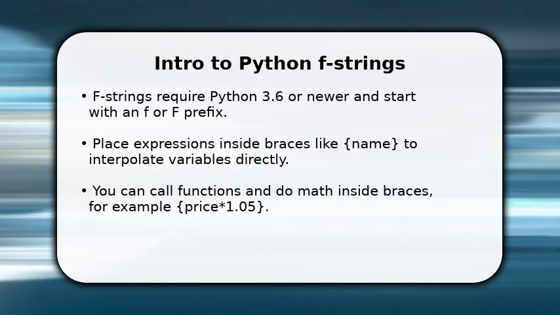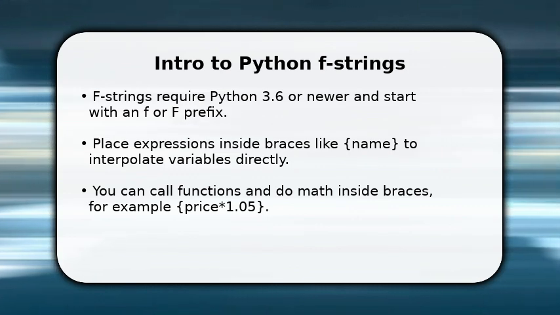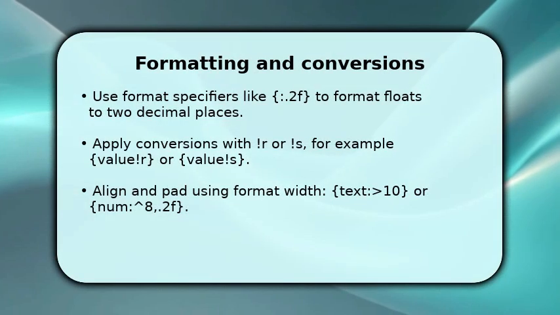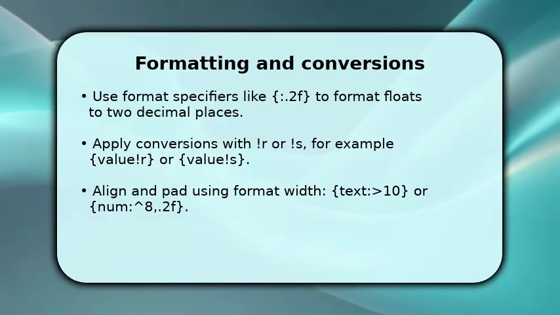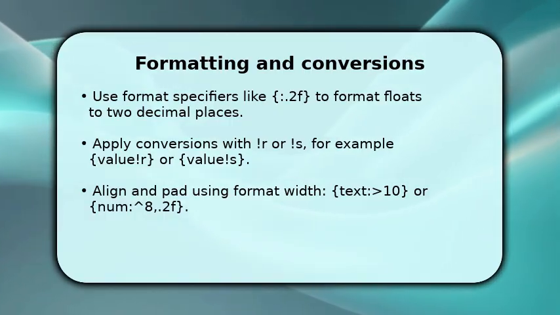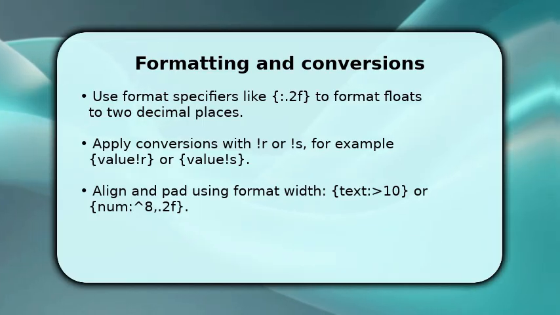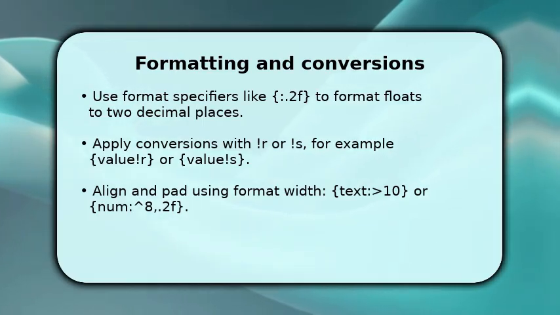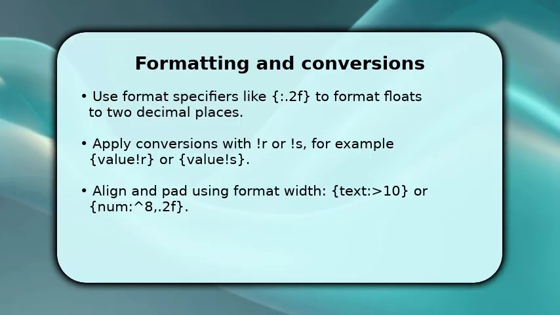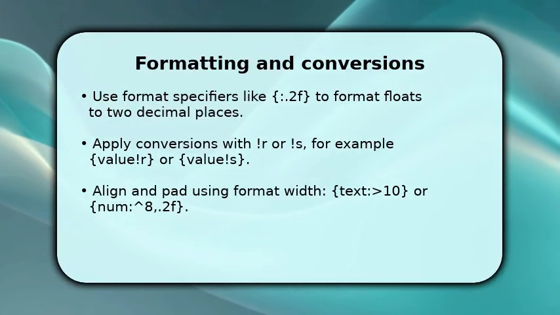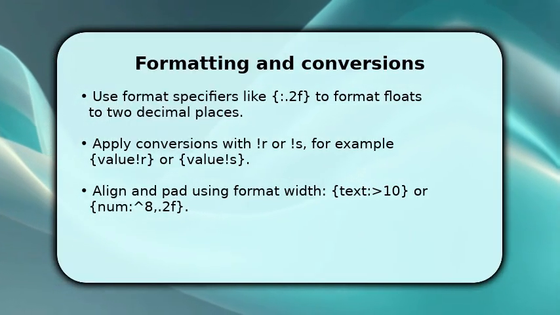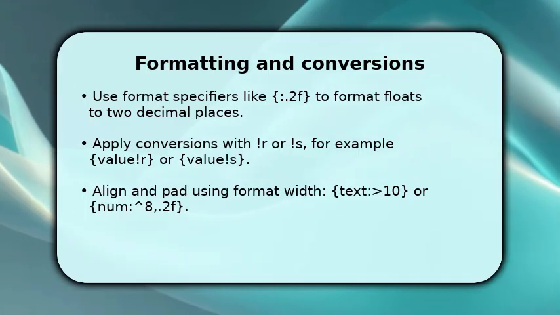0.5 inside braces. Strings remain regular Python strings after evaluation and return str results automatically. Format specifiers work after a colon inside braces, for example .2f for 2 decimal places. Combine width and alignment like text:<10 to left-align a line or num:^8,.2f to center and show commas. Use conversions with an exclamation mark, for example value!r or value!s to control representation.